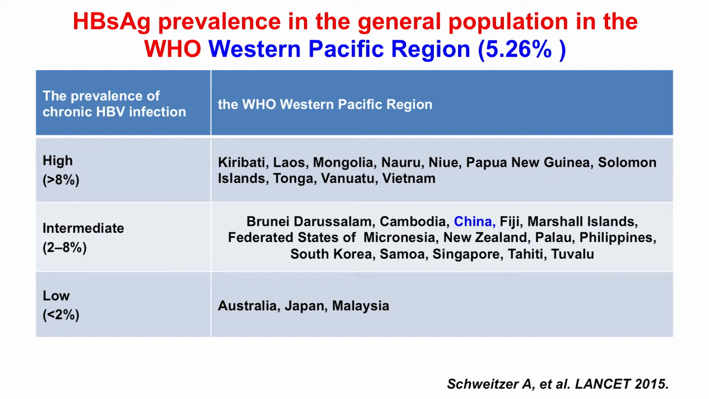The large number of people inhabited there. There are some countries higher than 80% of surface antigen, like Vietnam, like Mongolia, and intermediate areas like China, which has the largest population in this region, maybe also in the world, definitely in the world. And the low area like Australia, Japan, and Malaysia. So from the previous slide, we know an overview of different parts of the WHO regions.